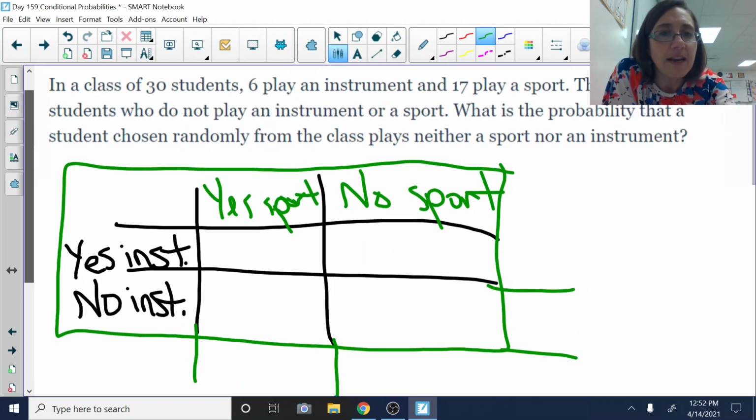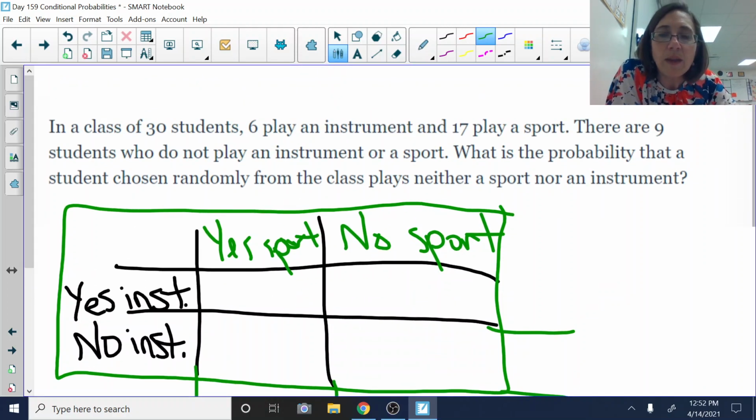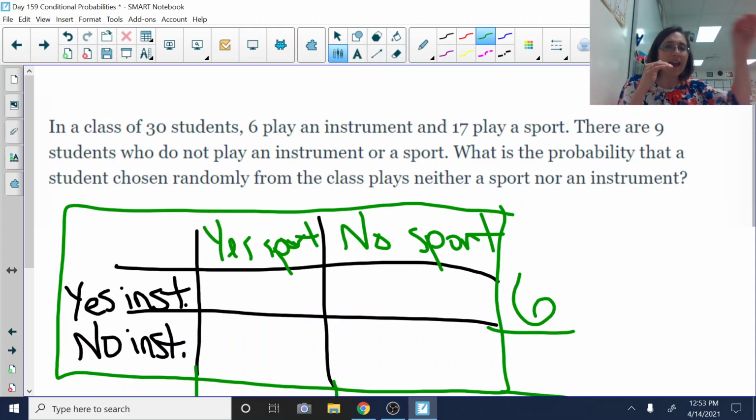Let's get our data. We have 6 kids who play an instrument. So what that means is if I look at just the yes instrument row going across, I know that those two boxes would add up to 6. So I'm going to put a 6 over here in the margin. If I add across, I would get a 6 for those two boxes.